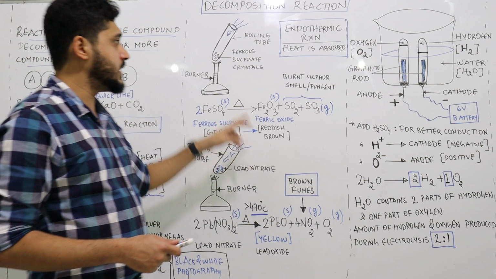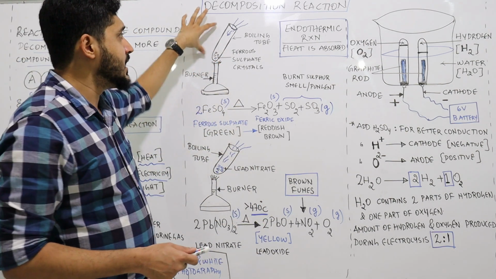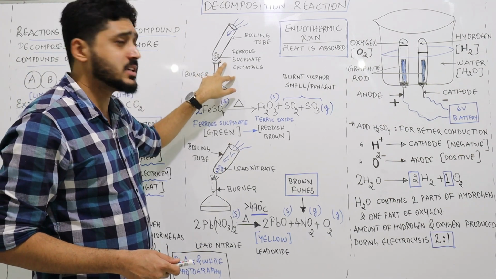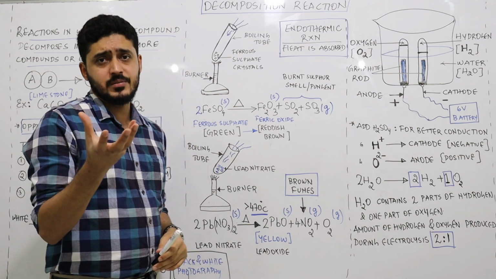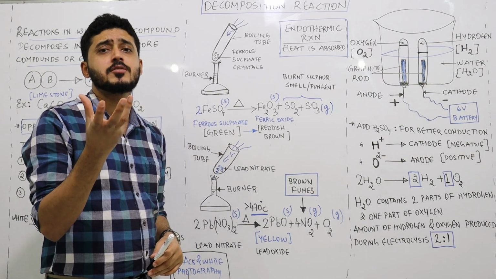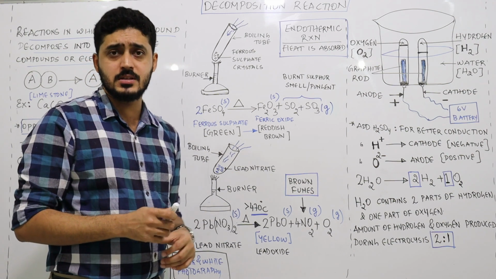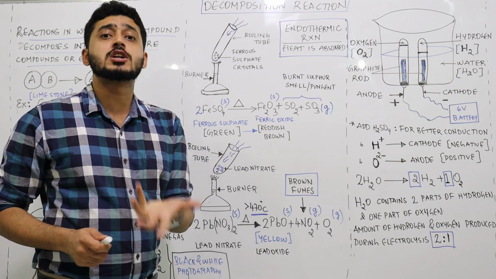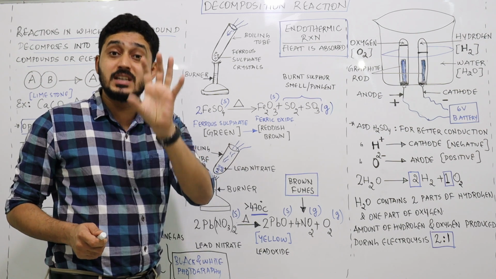Endothermic reactions. So the very first example: you take ferrous sulfate crystals in a dry boiling tube and heat them. Ferrous sulfate crystals are green in color. They are hydrated, they have water of crystallization. We will be discussing more of water of crystallization in acids, bases and salts, but it has 7 molecules of H2O, FeSO4·7H2O. Because it contains water molecules, its color is green.